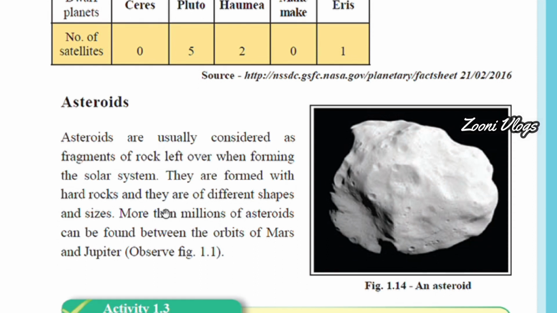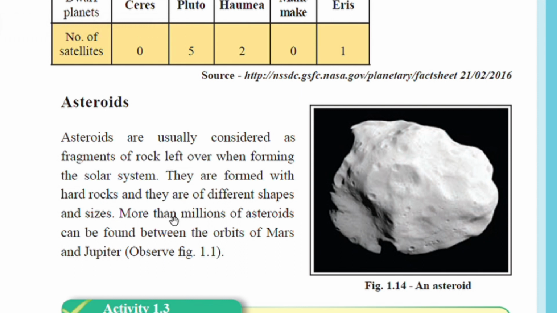These are very compulsory. Asteroids. Asteroids are usually considered as fragments of rock, parts of rocks left over when forming the solar system, unnecessary things. They are formed with hard rocks, and they are of different shapes, no proper shapes, so they can be in many different shapes and sizes.